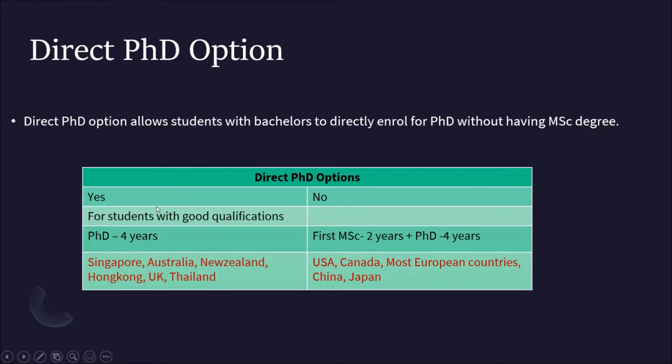So here you can see the difference between the direct PhD option and the master with PhD option, the time duration differences. This direct PhD option is usually provided for students with good qualification. So it means students with first class or second upper, but you can try even if you don't have first class or second upper.